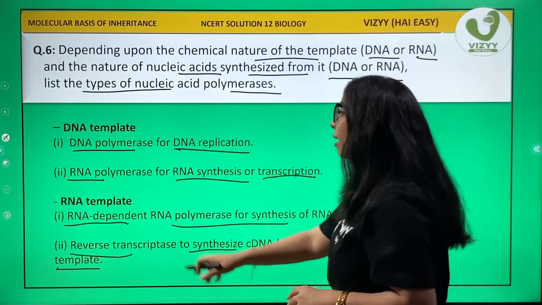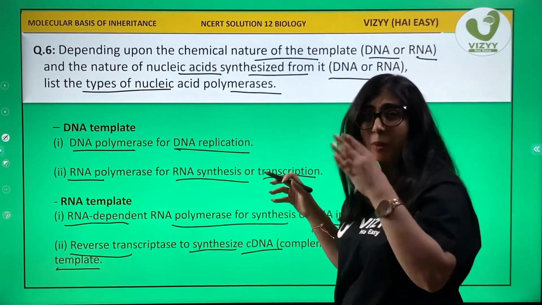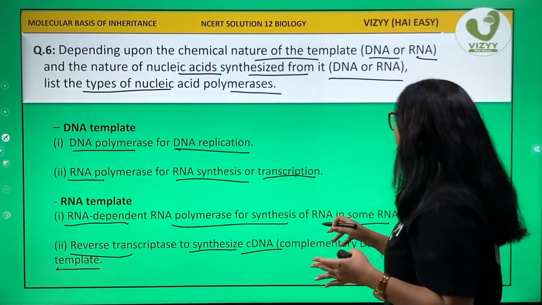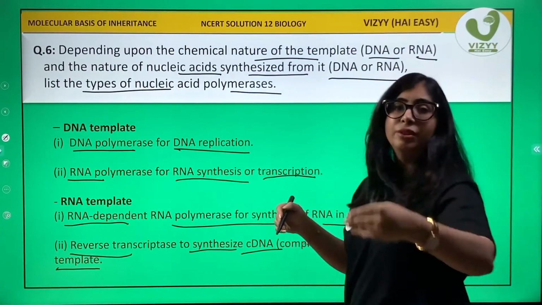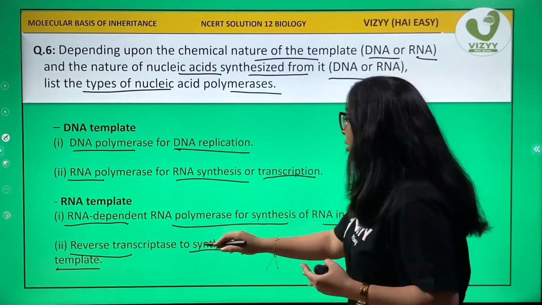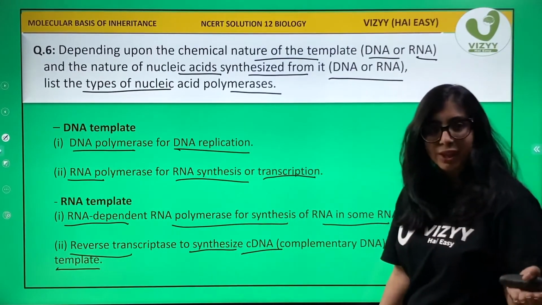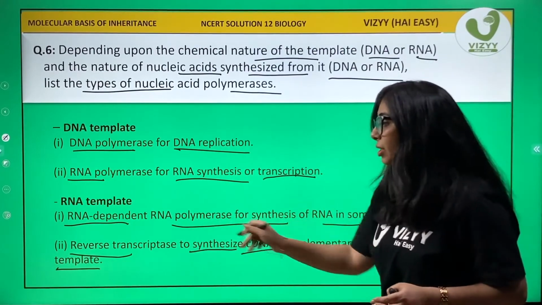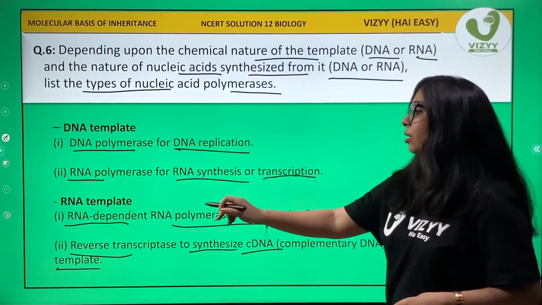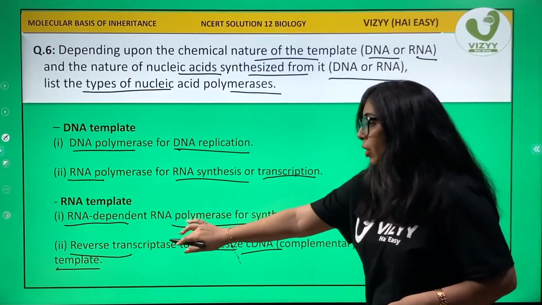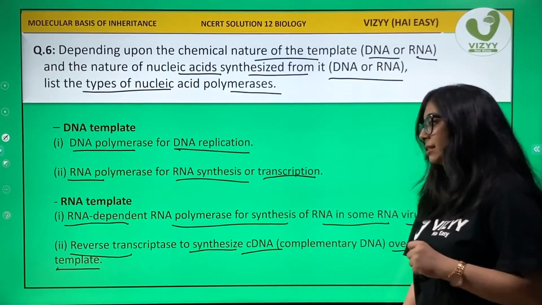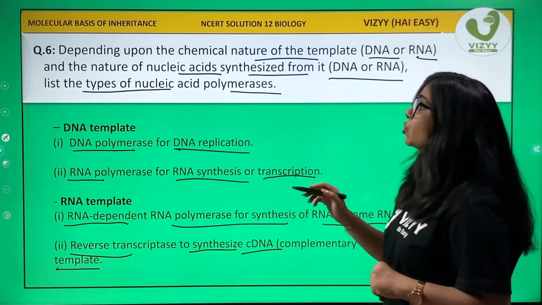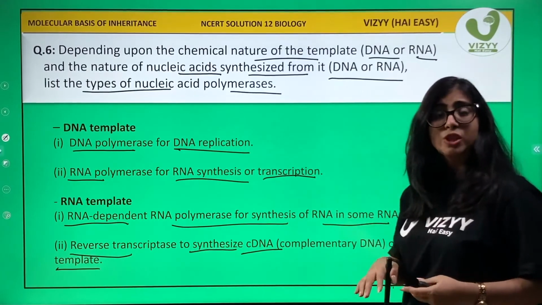Polymerases like RNA dependent RNA polymerases for synthesis of RNA in some RNA viruses, and there is reverse transcriptase to synthesize complementary DNA. So from RNA to DNA synthesis takes place because of reverse transcriptase enzyme. Okay, so students, with this we are done with question number 6.